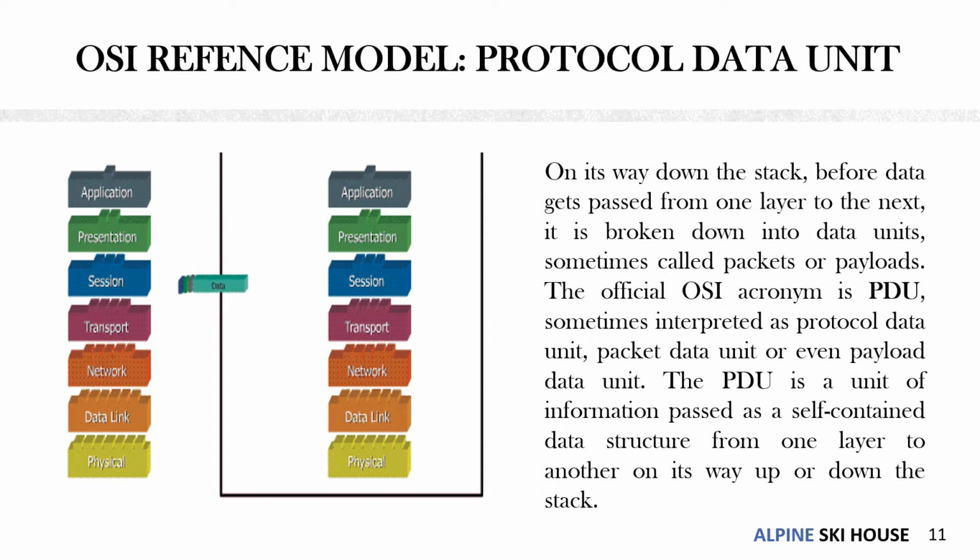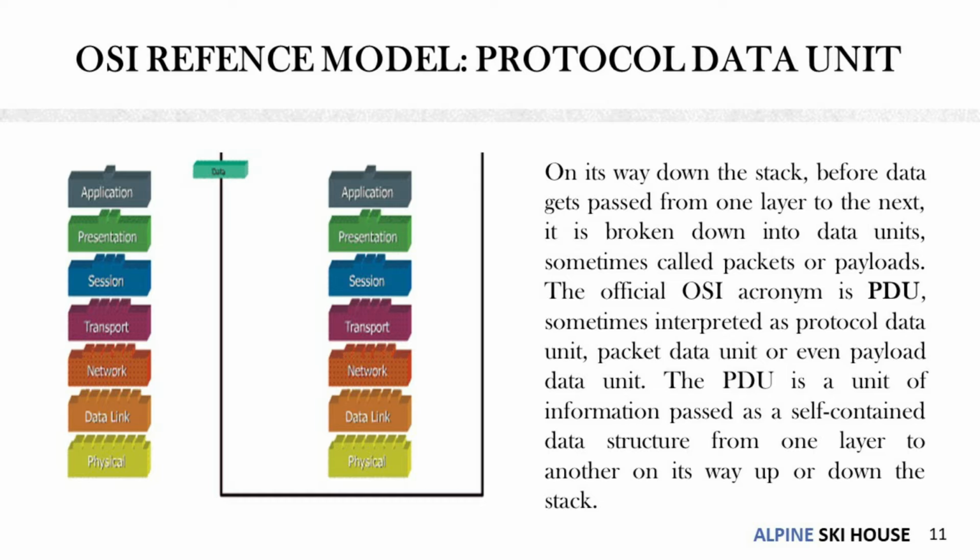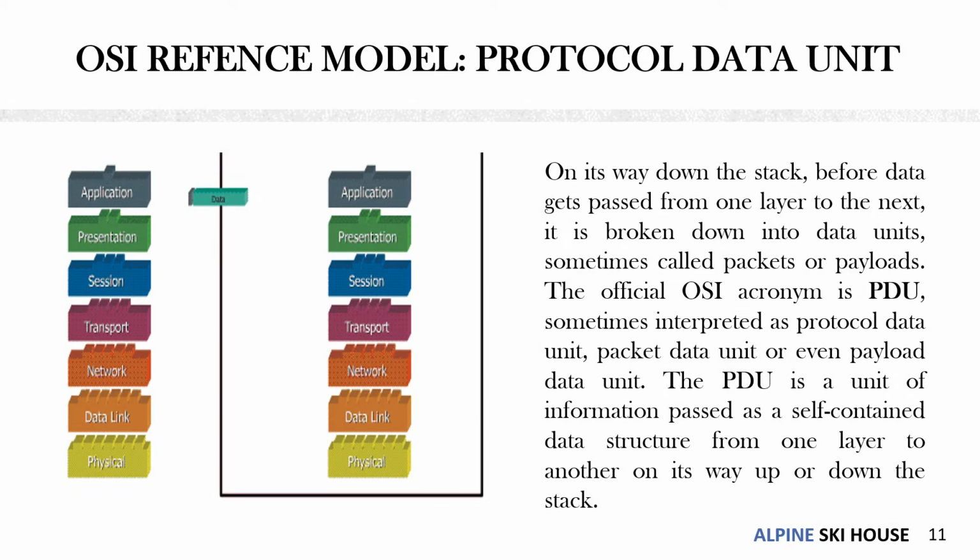On its way down the stack, before the data gets passed from one layer to the next, it is broken down into data units, sometimes called packets or payloads. The official OSI acronym is PDU, sometimes interpreted as Protocol Data Unit, or Packet Data Unit, or even Payload Data Unit. The PDU is a unit of information passed as a self-contained data structure from one layer to another on its way up or down the stack.